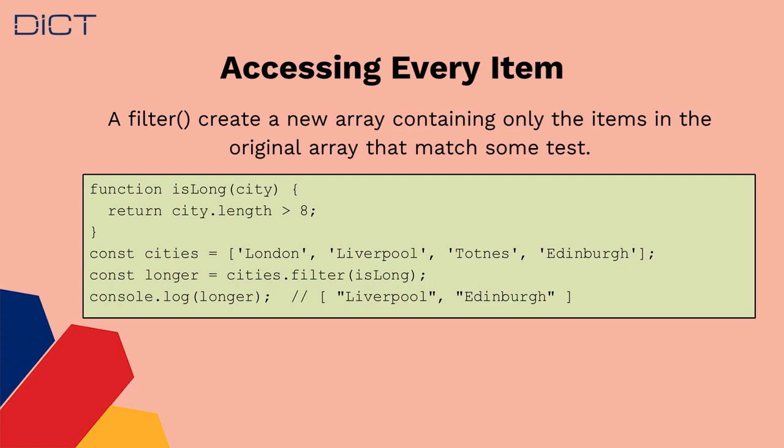Like map, we can give a function to the filter method, and the filter calls this function for every item in the array, passing in the item. If the function returns true, then the item is added to the new array. Finally, it returns the new array. So that's how we use adding, removing, and accessing every item in an array.